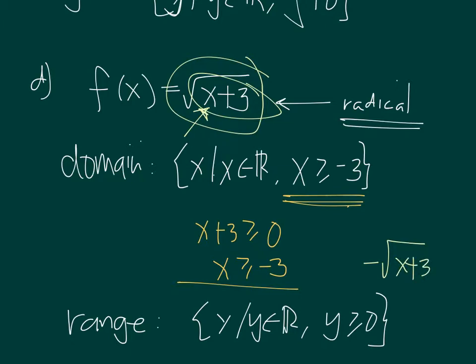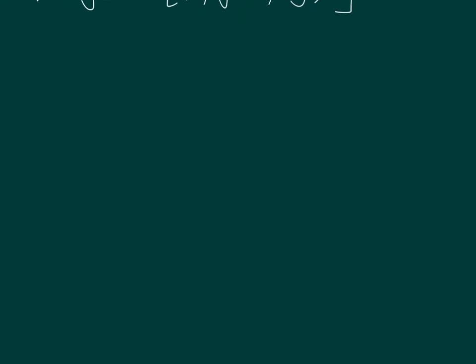But you can never get a negative value from this unless it says negative square root of x plus 3. And that would mean y is always less than or equal to 0. But that's a different equation. Okay, so it's a positive square root. The value is always positive, and it can be 0 or any number above 0. So that's letter D.